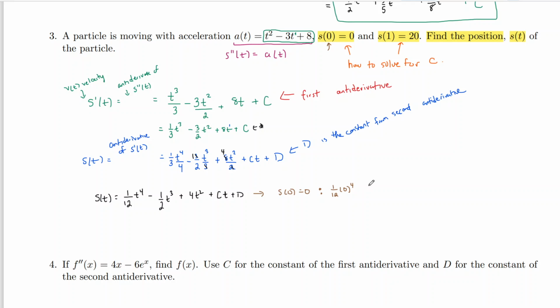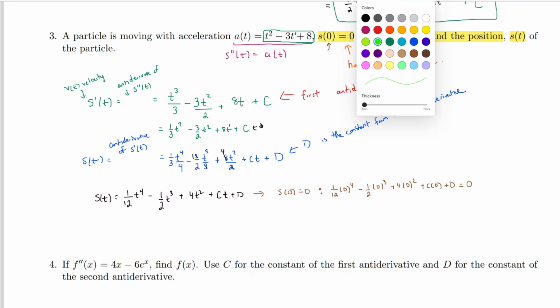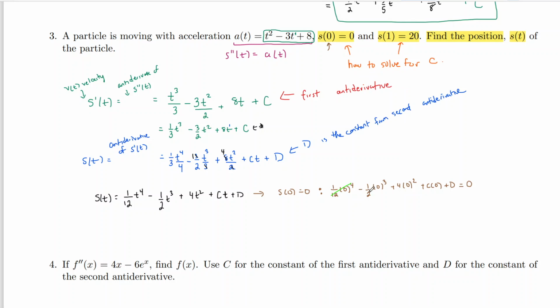So I'm plugging in t equals 0. And it's got to be set equal to 0. So this left side is s of 0. The right side is 0, what it equals. And now what you should notice is that literally everything over here is 0 except the d by itself. What this says is d equals 0.